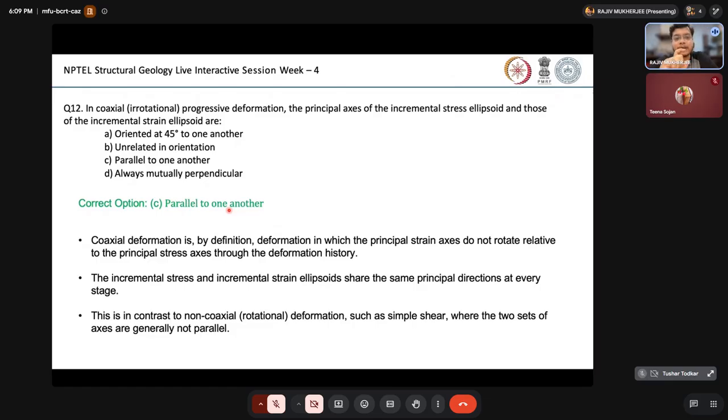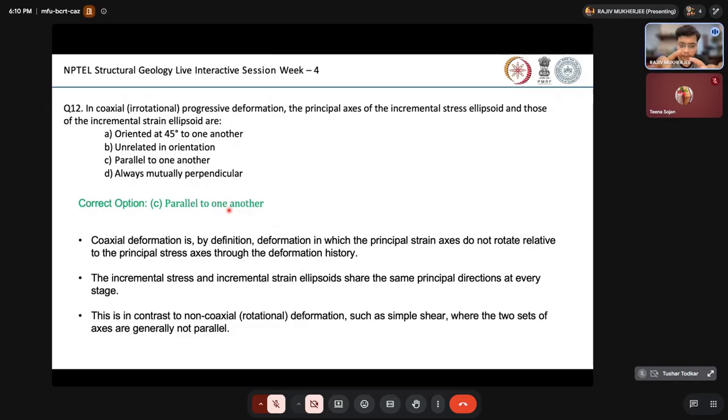Now the thing is, the axes will remain the same, but the aspect ratio of these two ellipses, the strain ellipse and the stress ellipse: the axes may remain parallel, but their aspect ratios will be perpendicular to each other. And I know why you guessed that answer: because the maximum stress is also the direction of minimum strain, right?